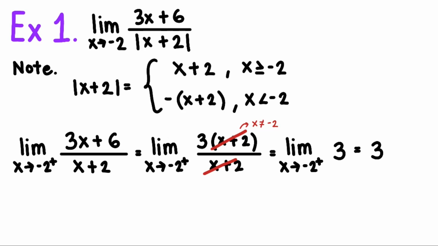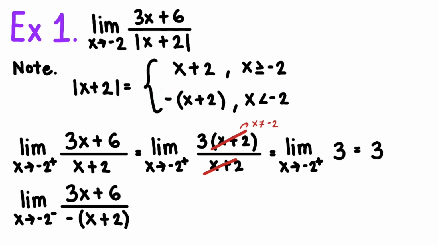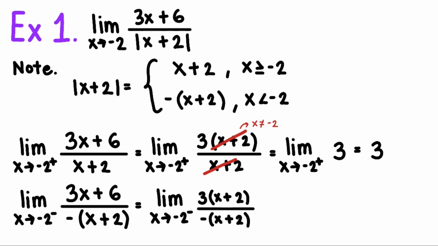Okay, so continuing the process, let's now check the limit as x approaches negative 2 from the left. So from the left, we'll be considering this one out here. So we'll replace the absolute value of x plus 2 out here with this one. So we'll have 3x plus 6 over negative times x plus 2. And similar to what we did out here, we'll have the limit of 3 times x plus 2 over negative times x plus 2 as x approaches negative 2 from the left. We can divide the x plus 2 out here to obtain this one. And since this is just a constant function, again, the limit for this one is just negative 3.